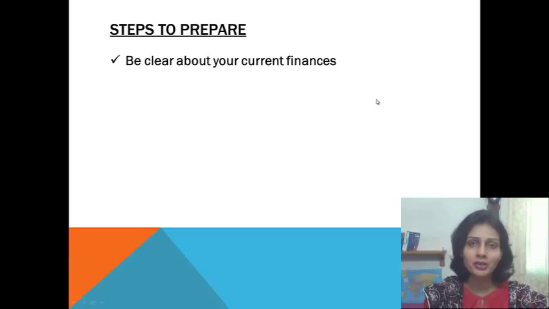The first step will be for you to be clear about your current financial situation. When I say current financial situation, I really mean what is your financial state as on date. How much assets do you have? What are your liabilities? What are your incomes and what are your expenses? So really you're looking at your balance sheet and your P&L statement.